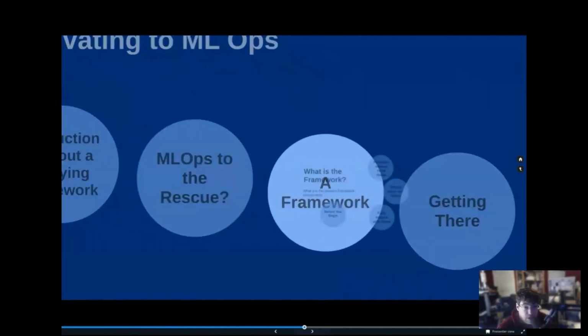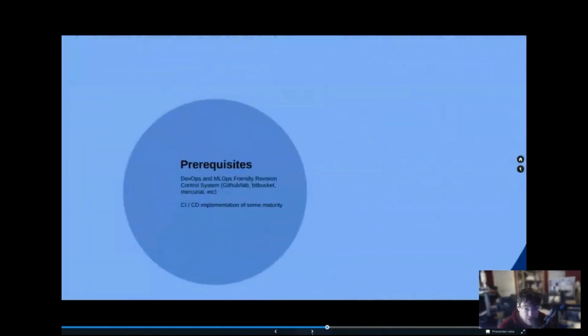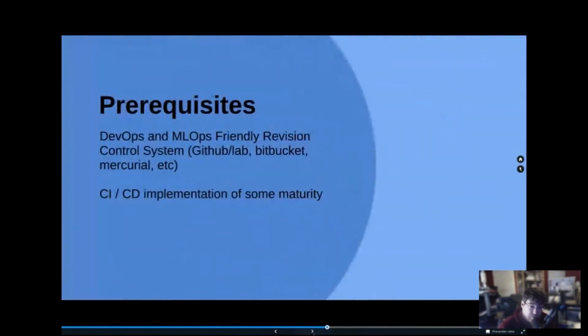So what are the process framework components that you need to think about when you're deciding what process framework you're going to use? Before you begin, these are the things you'll probably always need. Maybe you can scale with these, maybe you're fully mature with these. As prerequisites, you need some sort of revision control system, and it needs to be MLOps friendly.